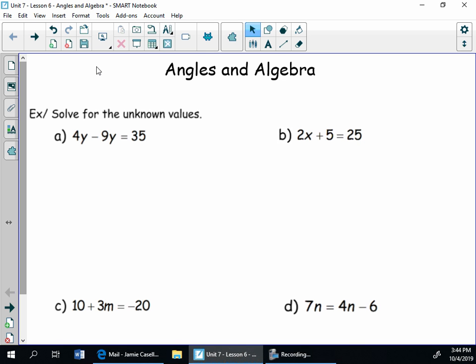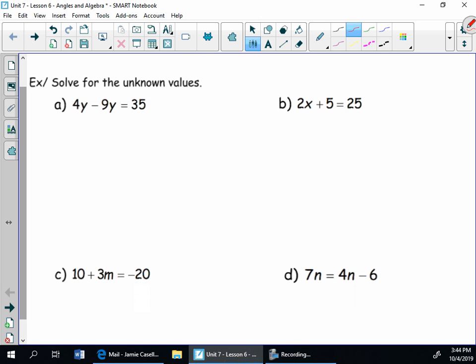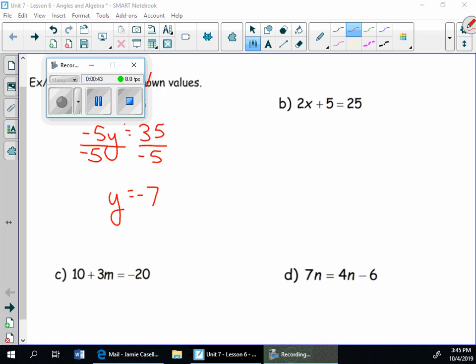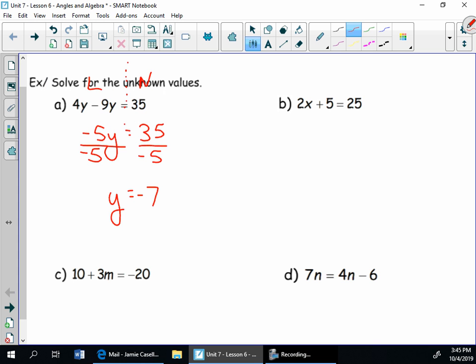So we're going to start with some basic examples again of how to solve things, and we'll go and talk about the angle stuff. So these are both letters. This is a number. We've got the things on the sides that we want them on. 4y take away 9y is negative 5y. And we simplify it, but we don't want 5y, we want y. So we've got to divide out that negative 5. Whatever we do to one side, we do to the other side.